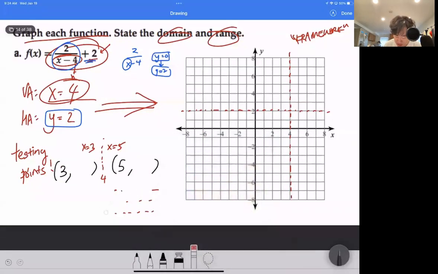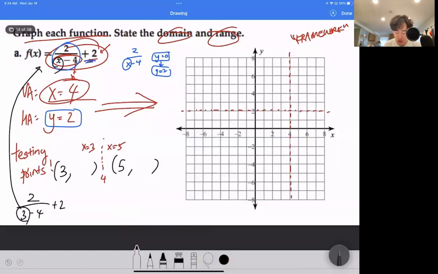I'm going to erase this, and then I'm going to show you the calculations here. So when x is equal to 3, I'm going to plug 3 into the function here. So 2 over 3 minus 4 plus 2. That's what I plugged into the equation here. Then 2 over 5 minus 4 plus 2. All I did was replace the x with a 5. Now 3 minus 4 is negative 1. 2 divided by negative 1 is negative 2, plus 2. This actually becomes 0. 2 over 5 minus 4, that's a 2. So 2 plus 2 is a 4. So my two testing points, you definitely need 2 of these, are (3, 0), which is right here, and (5, 4), which is right here.